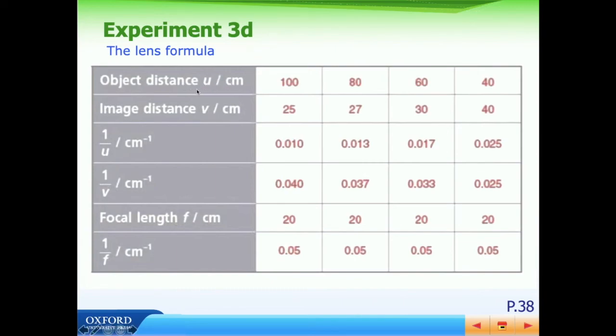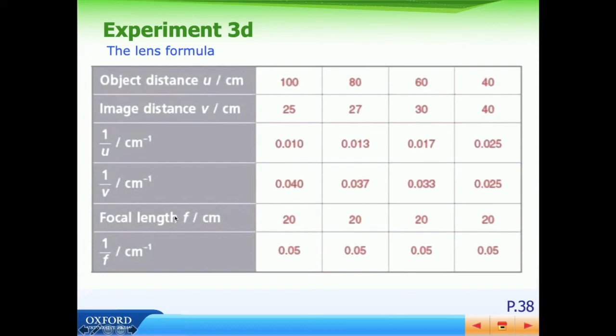Your object distance, u, is given by 100 centimeter. And as a result, your image distance will be 25 centimeter. Also, if you have an object distance 80, your image distance will be 27. While if you have an object distance 60, your image distance will be 30. Also, if you have an object distance 40, then you have an image distance 40.